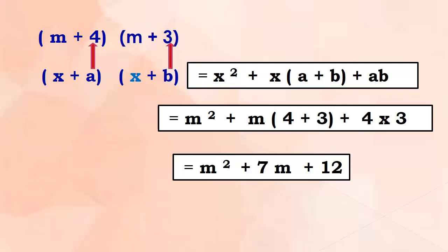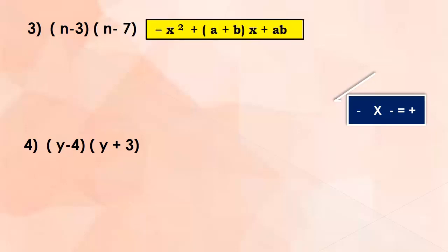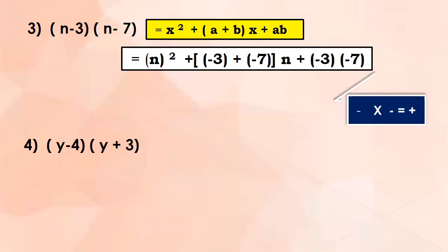In your final answer, coefficient should always be first. n minus 3 into n minus 7. Now here the signs are different but the format remains the same, right? Both the terms are different. We write the formula now. Instead of x we put n. Now whenever minus sign is there, children, put it in a small bracket. So as you can see, instead of a, minus 3, instead of b, minus 7.